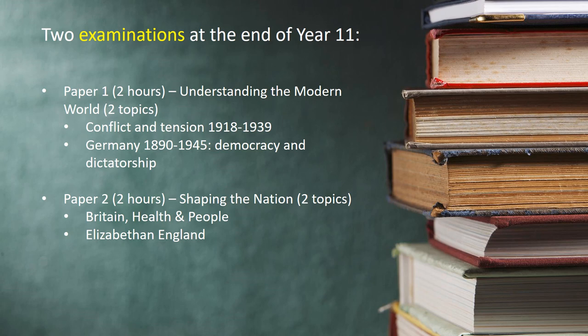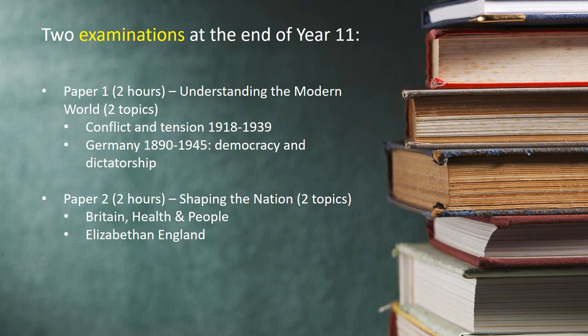Topic 1 is called Conflict and Tension 1918 to 1939, and studies the interests of individual leaders between World Wars 1 and 2, with concepts including national self-determination, notions of internationalism, and the challenges of the terms of the Treaty of Versailles.